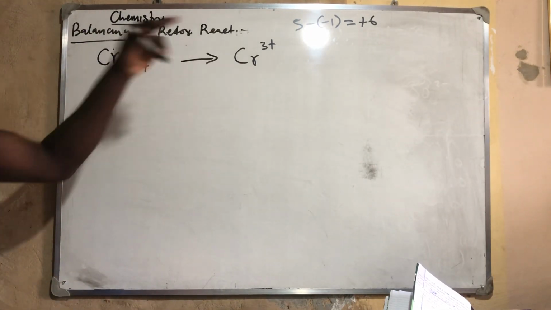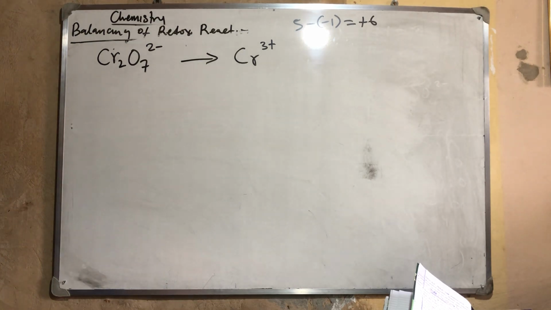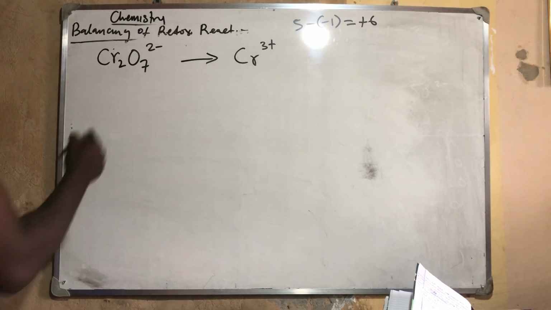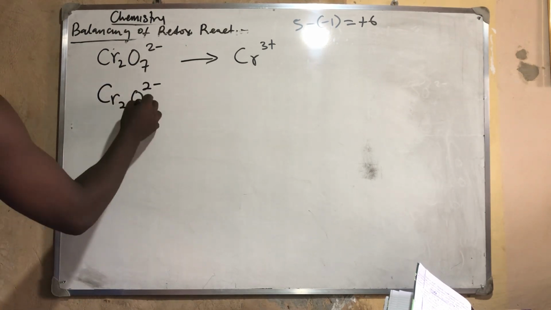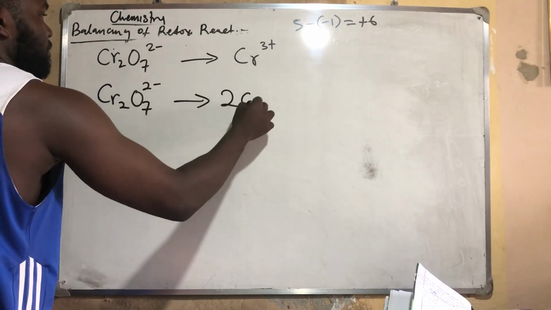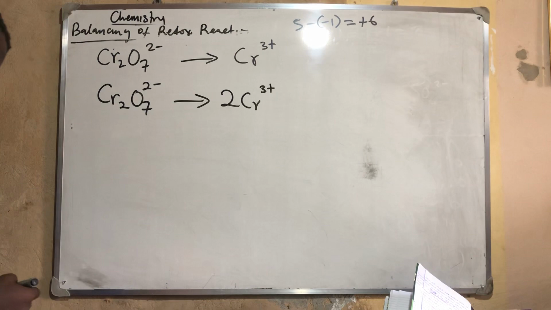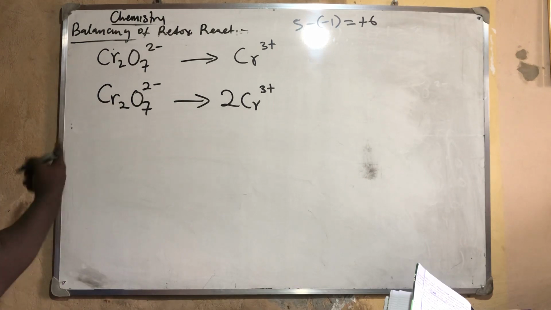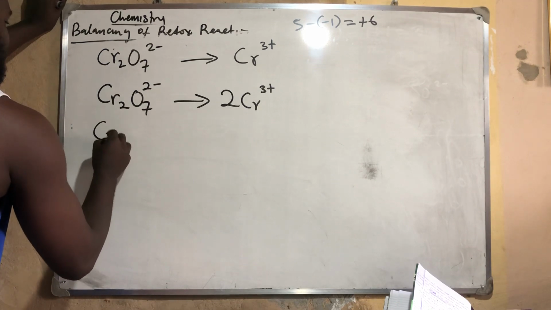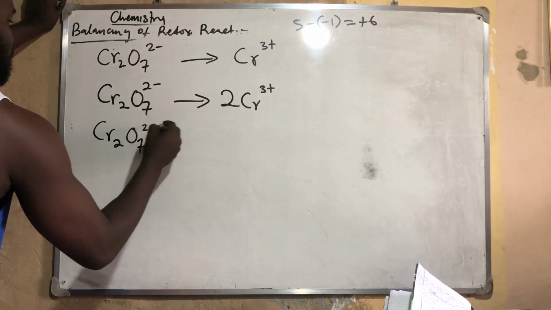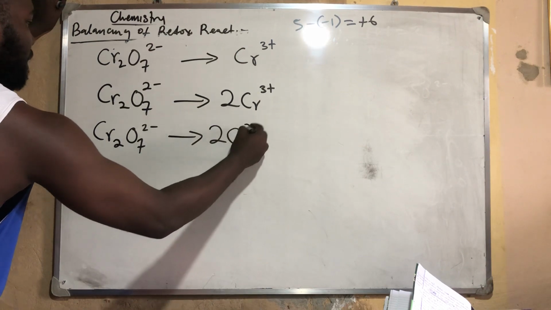Cr is 2 here, while Cr is just 1 here. So we balance it first by saying Cr2O7 2 minus here to give 2Cr3 plus. So we can now start. If we are starting now, we add water to the side that does not have oxygen. So we have Cr2O7 2 minus to give 2Cr3 plus what?